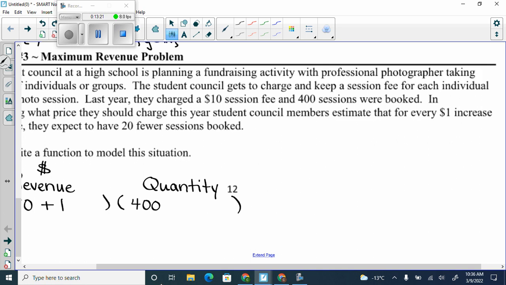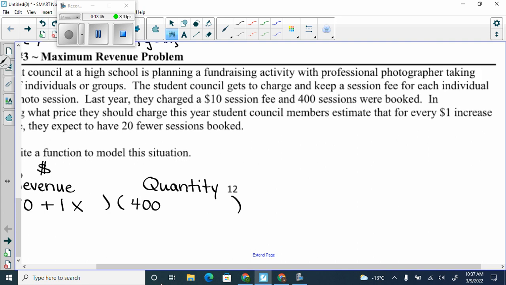So I'm going to put a 1. But I'm increasing every session by $1, correct? So I'm going to put an X here. And X is going to help me figure out how much of these things I'm going to sell, correct? So you always start the front of the bracket with what you did before, and the back of the bracket with an X on how you're changing it.